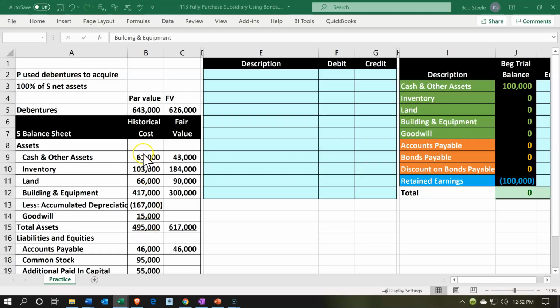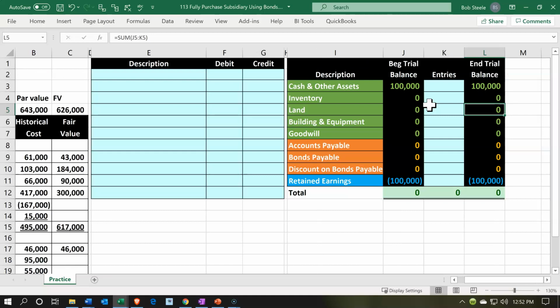Here we are in our practice problem within Excel. We've got our information on the left-hand side. We're going to be entering that information into a journal entry in the blue area on the right-hand side, and we're going to post that to our simplified trial balance where we have the beginning balance, the entries, and then the ending balance for our trial balance.